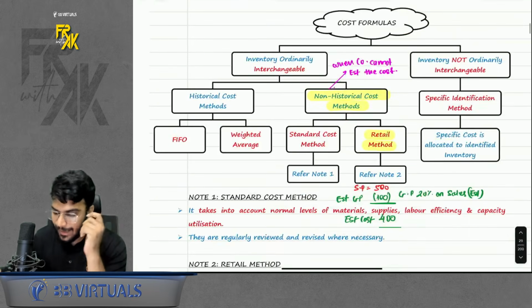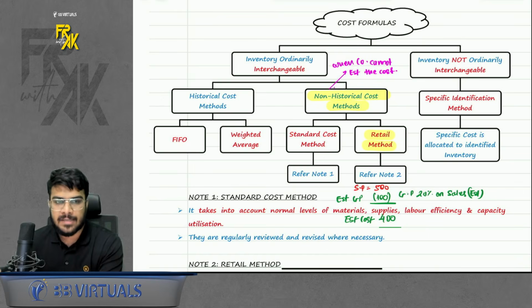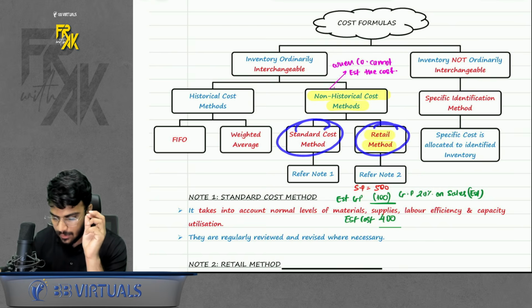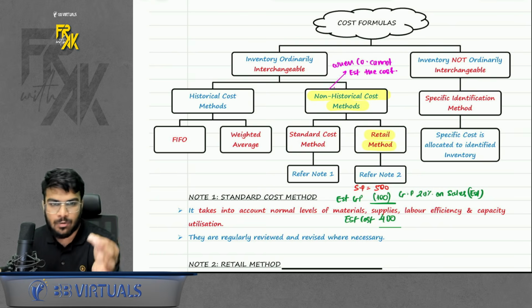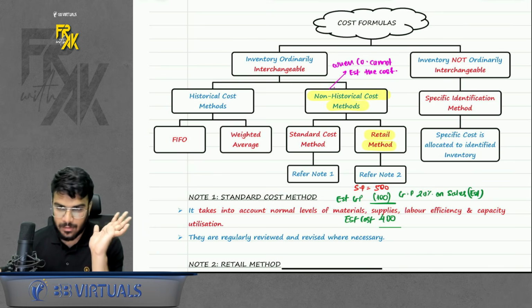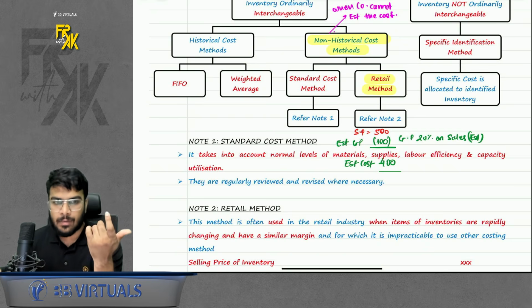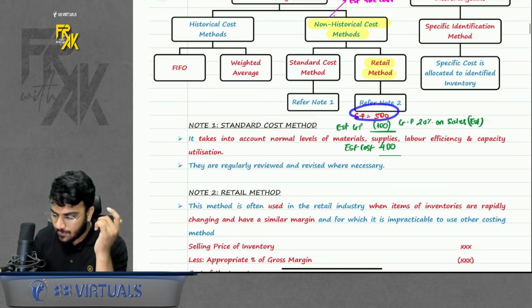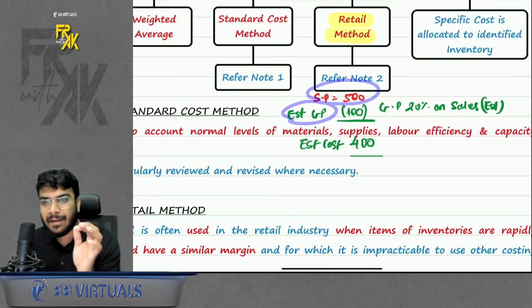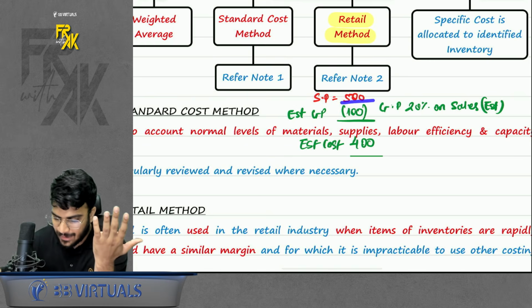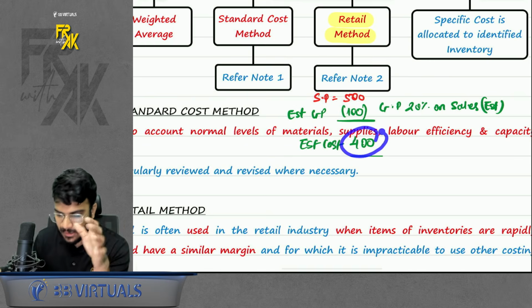But sometimes estimating the cost itself becomes difficult. In that case, you have two methods: standard cost method and retail method. In the standard cost method, we apply the standard costing technique, which we learn in the costing chapter, right? In the retail method, what do we do? We do reverse calculation. We have the sales figure. We calculate the estimated gross margin in our business. Estimated. So from the selling price, you will deduct the GP, you will get the estimated cost.